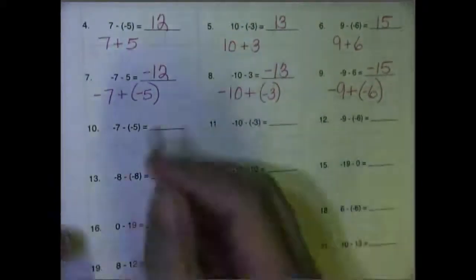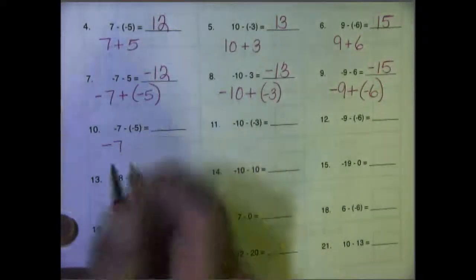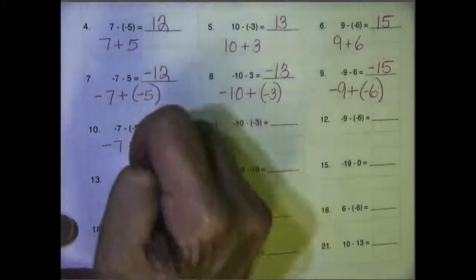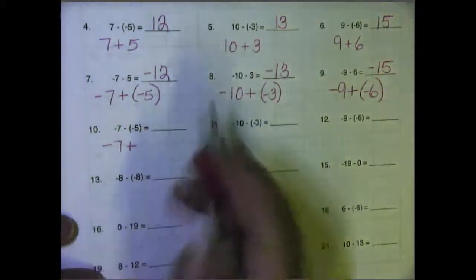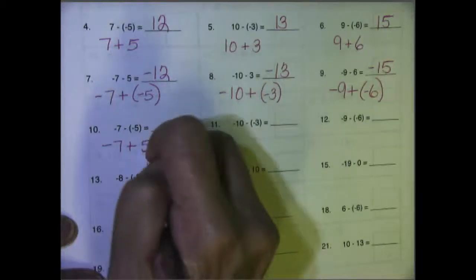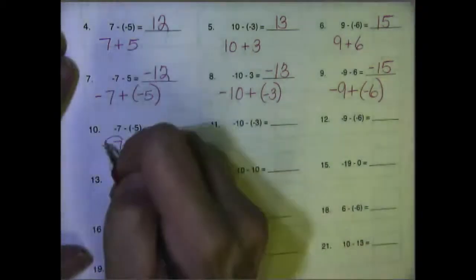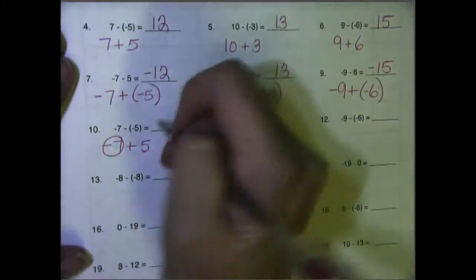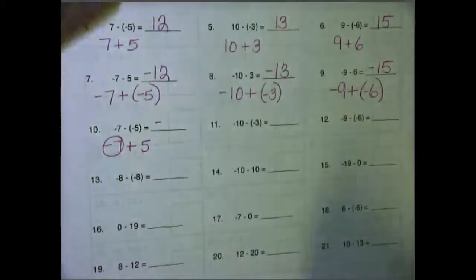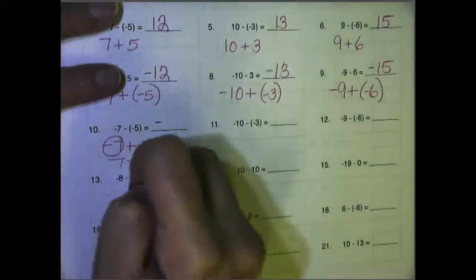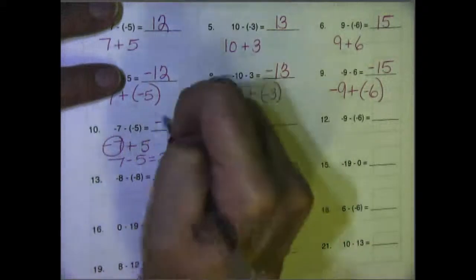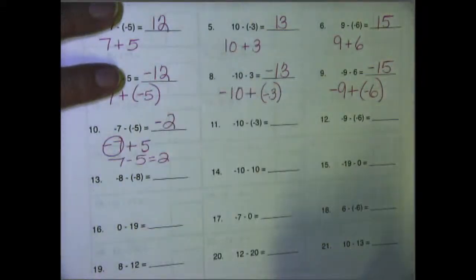Number 10. Negative 7 stays the same. Change the subtraction to addition. Change the negative 5 to a positive 5. Now we have adding different signs. Right away I see that I have more negatives than positives, so I know my answer will be negative. 7 minus 5 equals 2, so my answer is negative 2.